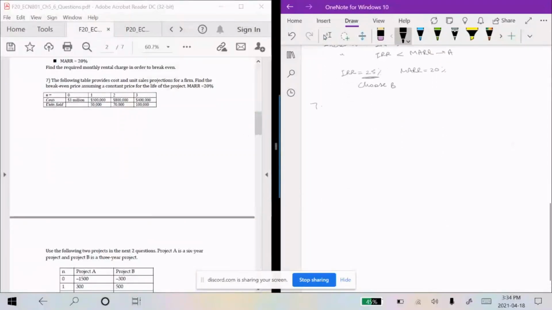Question 7: the following table provides cost and unit sales projections for a firm. The first thing to notice is that all of this is the cost, and all of this is the revenue they're getting. Revenue isn't given to us. All they gave is that they sold 50,000 units in the first year, 70,000 units in the second year, and 100,000 units in the third year.